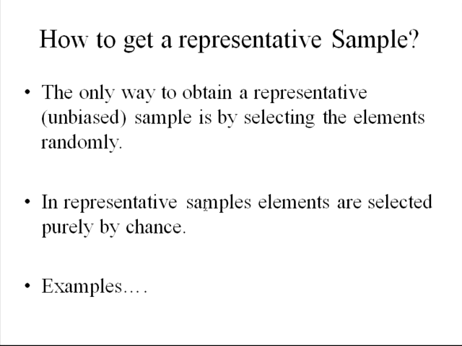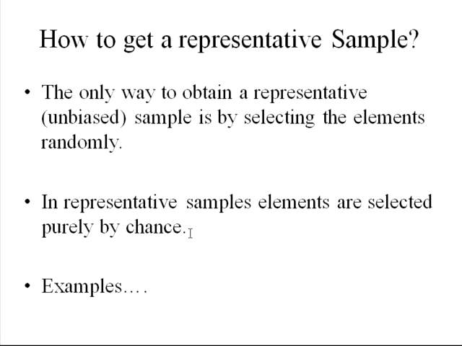So how do you get a representative sample? If you cannot select them, or they cannot select themselves, how can we get a sample? Well, the only way to obtain a representative sample is when these elements are selected randomly. You use a random process to select this. You have a list of all the population, and from that list you select your sample randomly. A computer selects them for you. It is not you selecting them based on some criteria. It is not them selecting themselves based on some criteria. It is a computer selecting them purely by chance.